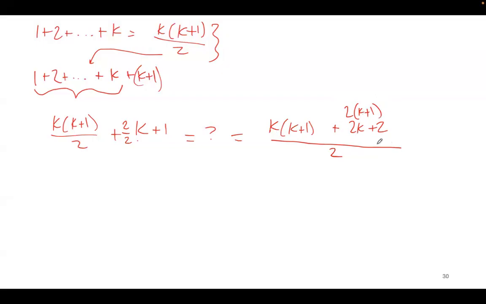And, oh look, now we've got a k and a 2, and both of those are multiplied by k plus 1. So we can pull the k plus 1 factor out. So we can say k plus 1, we've pulled that out, and then we've got k plus 2 all over 2. This is actually the answer.